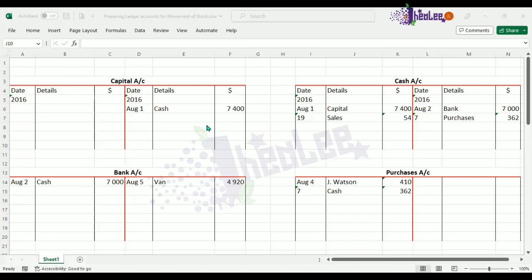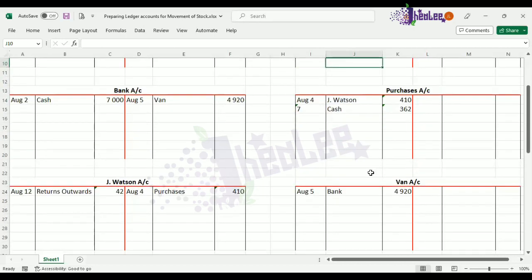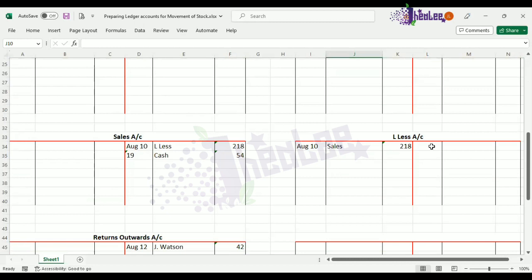And that is August 20th. We need to get to LS account. And here it is, showing a reduction. It is August 20th. Our details is returns inwards. And the amount that is returned to us is $18 worth of goods.